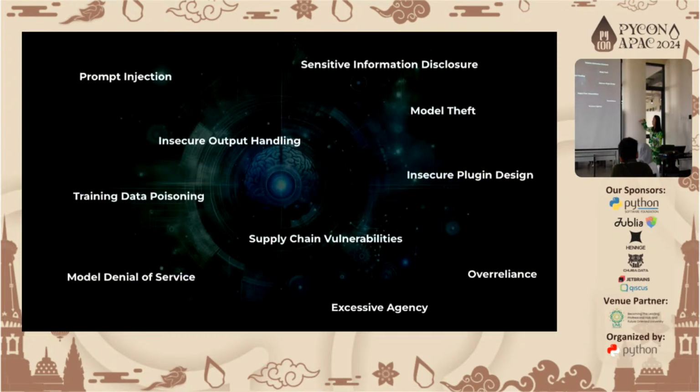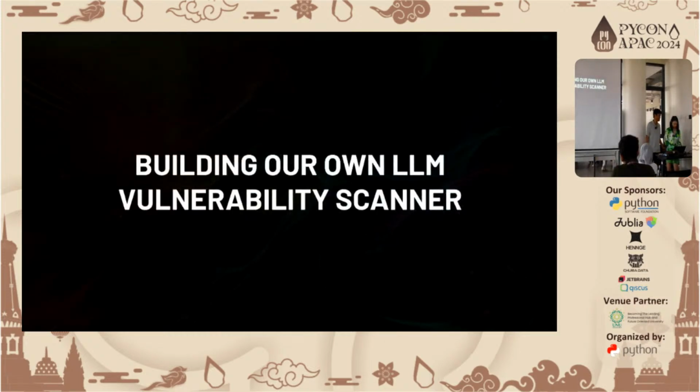So these are the top 10 OWASP security risks for LLMs. There's a lot more, so you can check their website, but I just wanted to share that these are the things you have to be aware of when building LLMs. All right, we can now proceed with the second part of the presentation. Actually, the third part. Now it's time we build our own large language model vulnerability scanner.